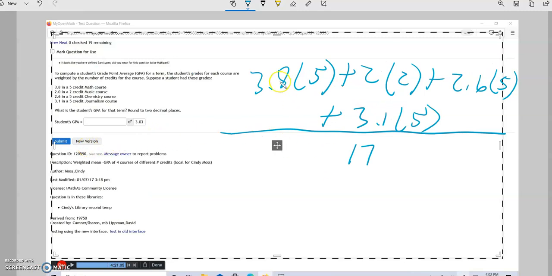GPA is the same thing as a weighted mean. Just multiply the average times the credits, divide by the total number of credits, 17. You get 3.03.